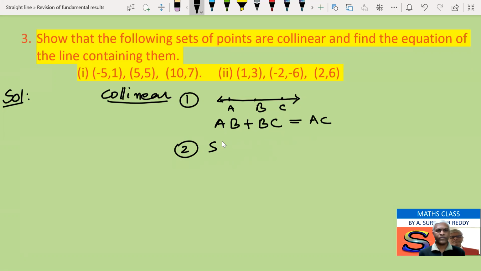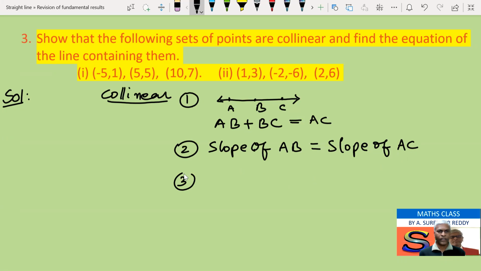Another method: slope of AB is equal to slope of AC. Finding slopes, we can show that they are collinear. And in another method, if the area of triangle ABC is equal to 0, then they are collinear.